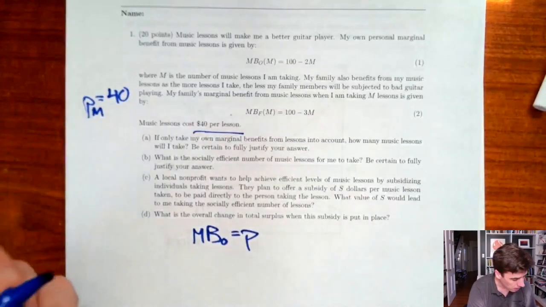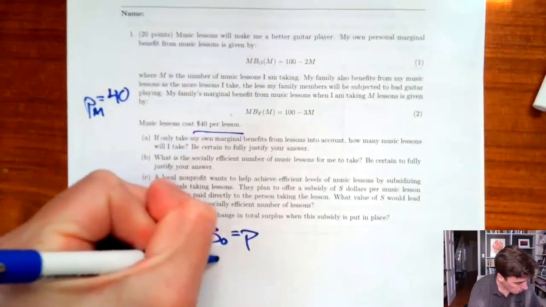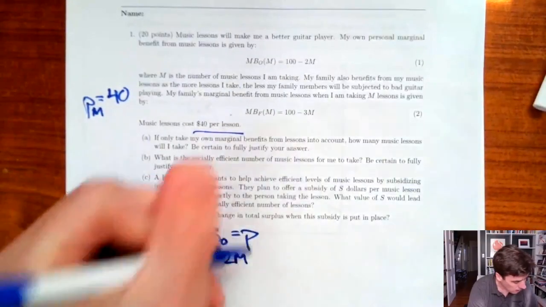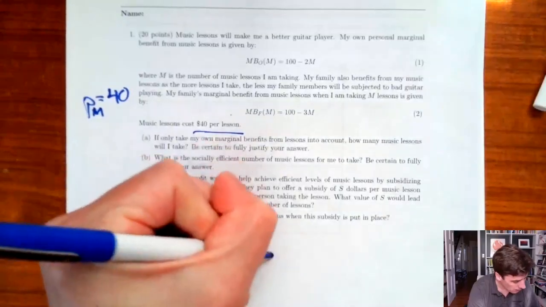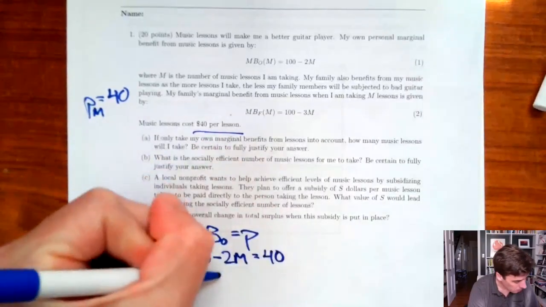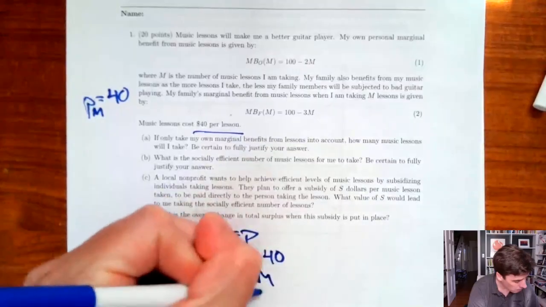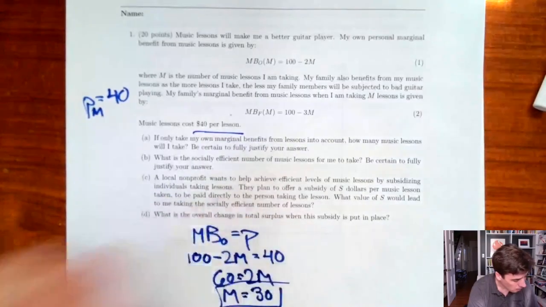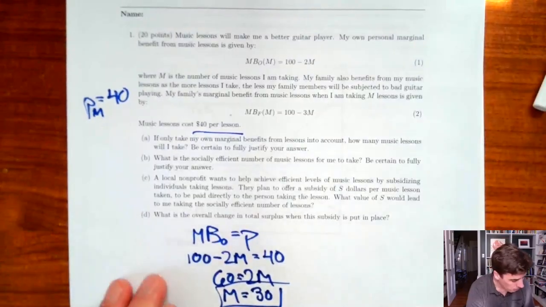Now it's just plug and chug time. I'm going to take my equation for MBO, that's 100 minus 2M, and set it equal to my price, which I usefully put over here on the side, so that's 40. So 60 equals 2M. I'm going to get M equal to 30 for this first part of the question. Nice and straightforward.